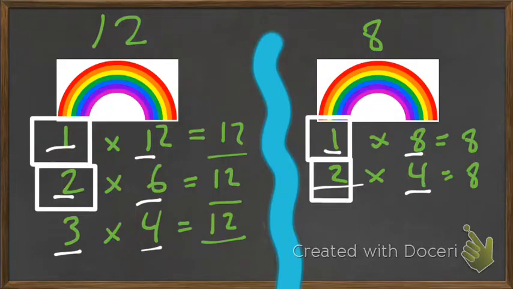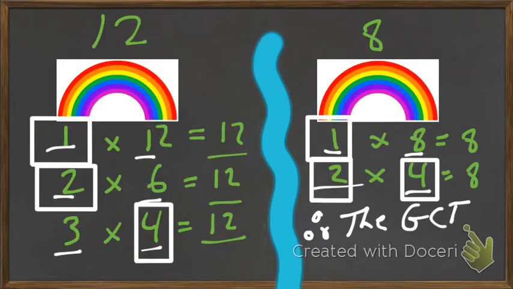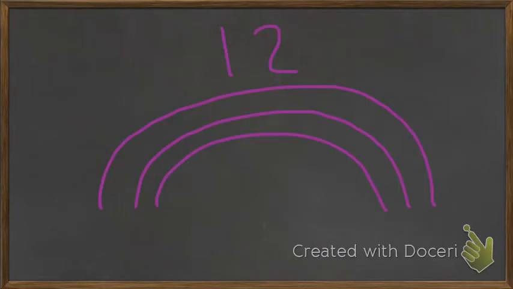No, 6. No. Oh, there's 4. 4 is common as well. So if we look at both of these sets of numbers, therefore, the greatest common factor is 4. Done and done. Now, I'm going to get back to showing you what that rainbow is.